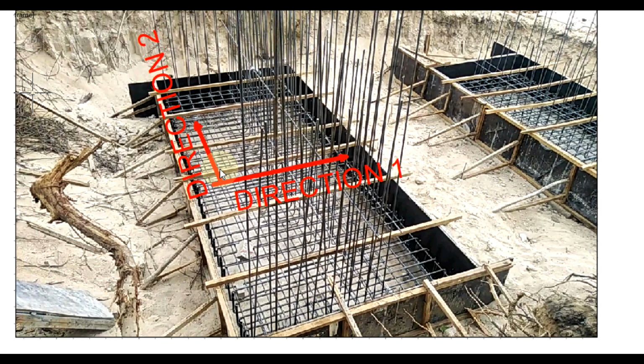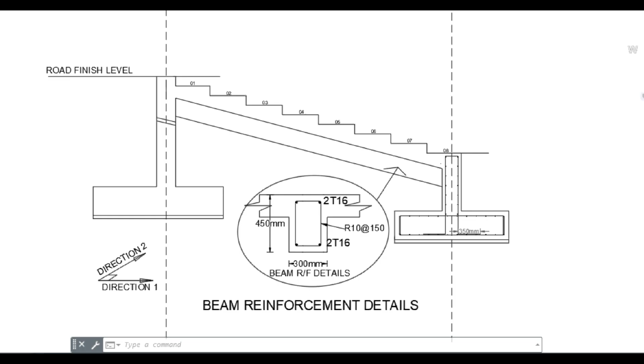Now we will discuss the reinforcement details. I assign direction 1 as this direction and direction 2 as this direction for convenient understanding. I mostly avoid the words main bar and distribution bar because here there is a higher possibility of load transfer in both directions. This is direction 1, this is direction 2.